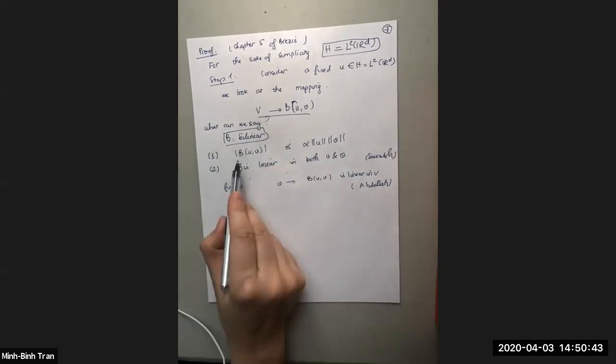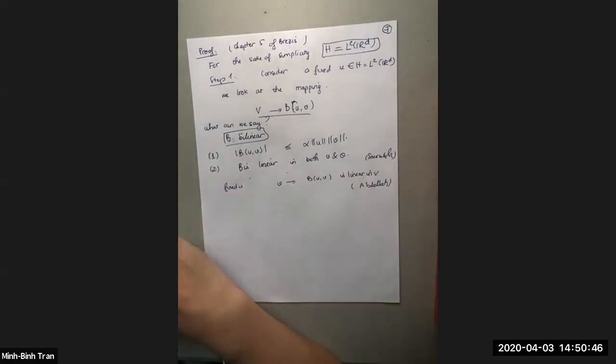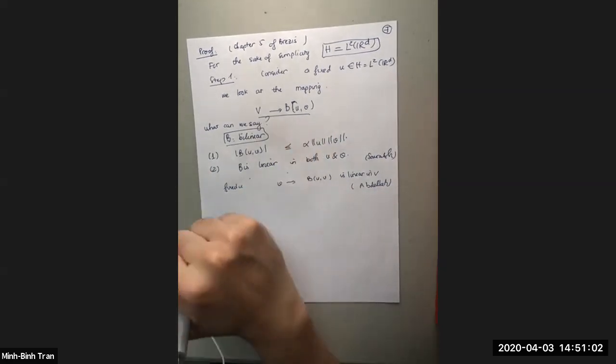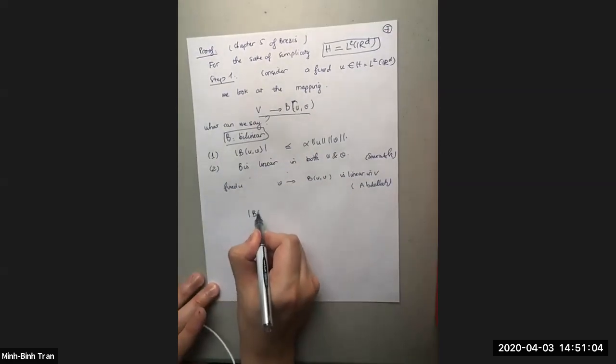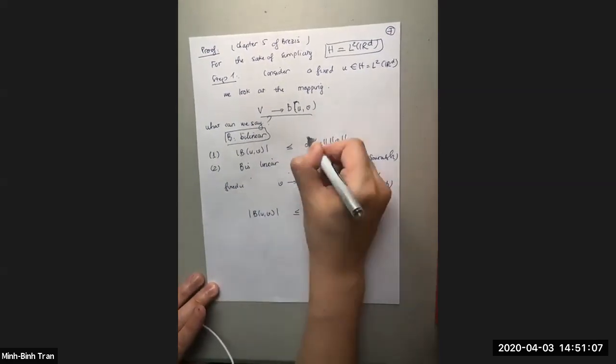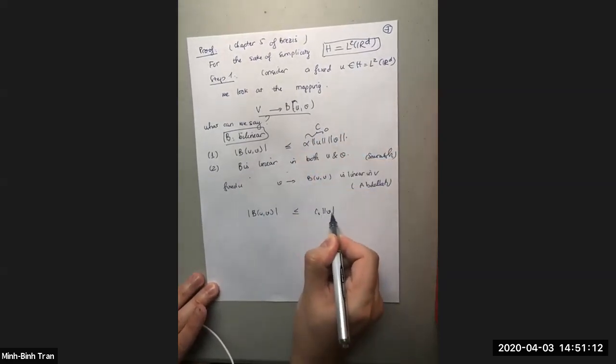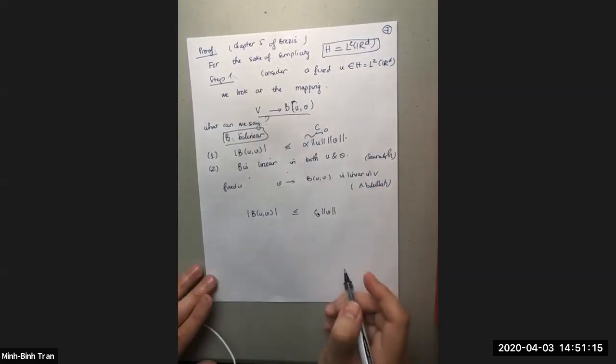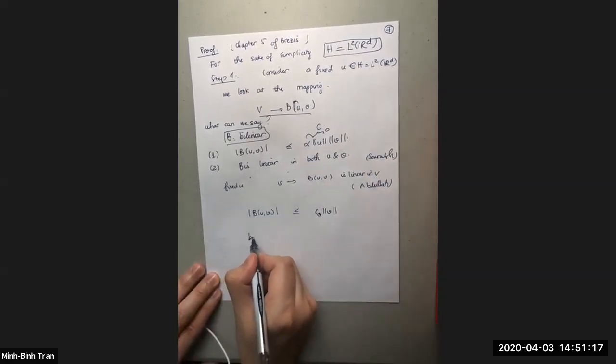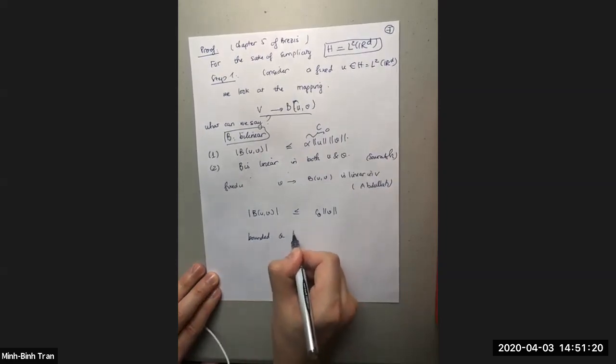Now, from the first inequality, what can we say about this linear mapping? It is also bounded, because this is smaller than a constant C_u times the norm of v, since u is fixed. So basically this is a bounded linear form, a bounded linear mapping.